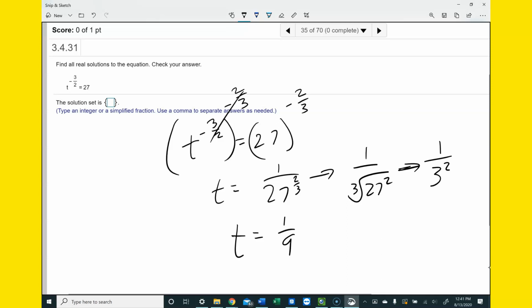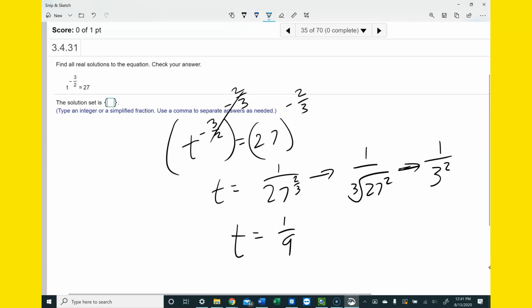Now let me ask you, do I need to put plus or minus in front of the 1 over 9? The answer is no, because I raised it to a rational exponent that has an odd number in the denominator, and the denominator is the index of the radical. It's an odd index. You do not have to use plus or minus in that case. It's only with an even index radical that it could be both positive or negative. So this should be the answer.